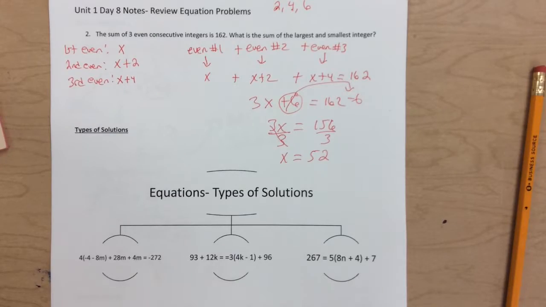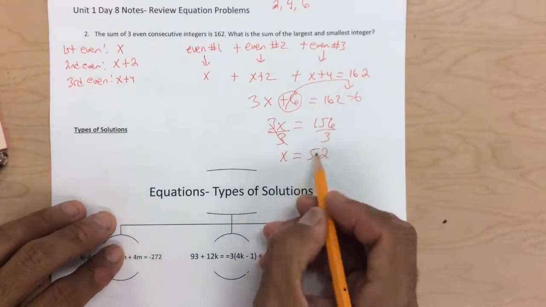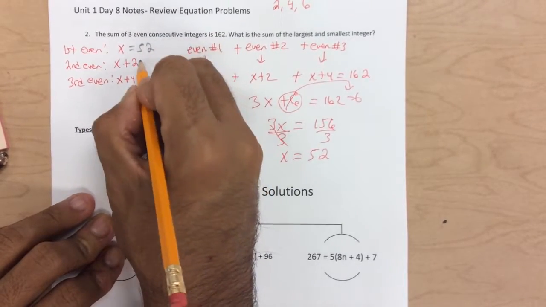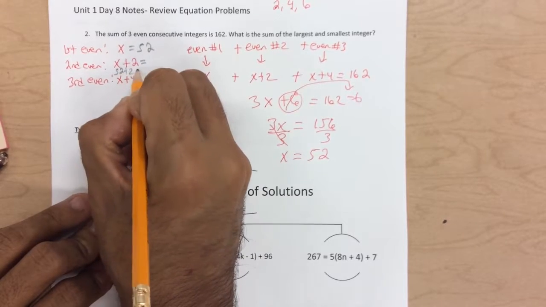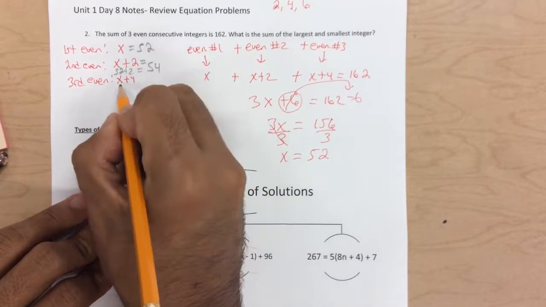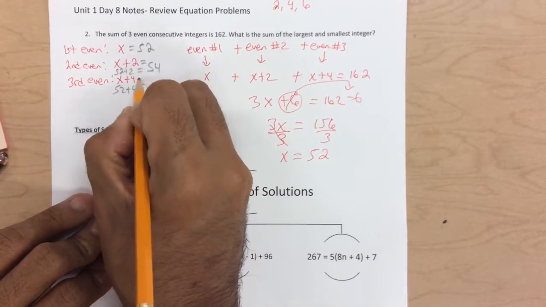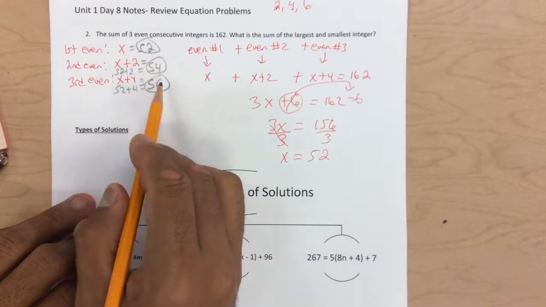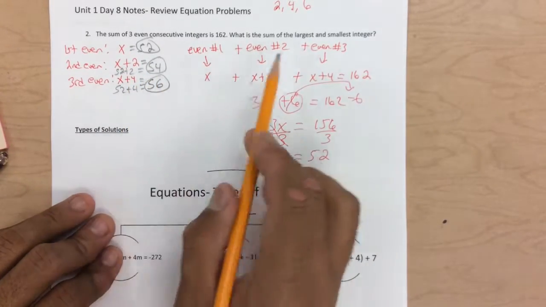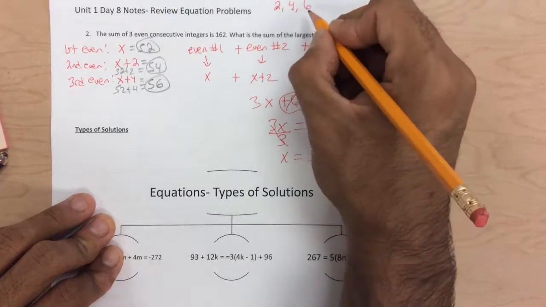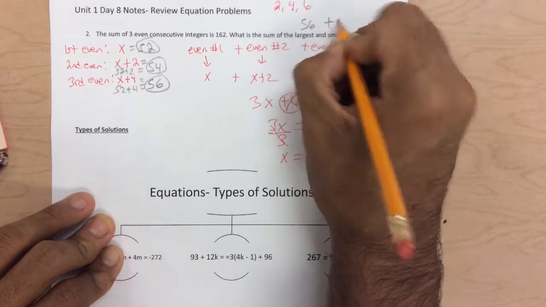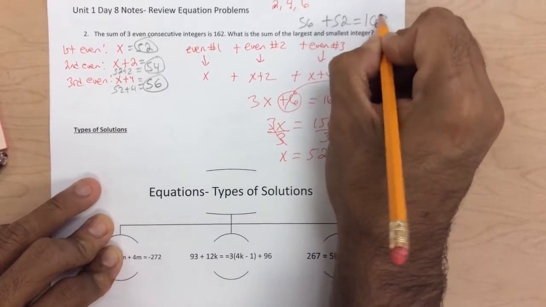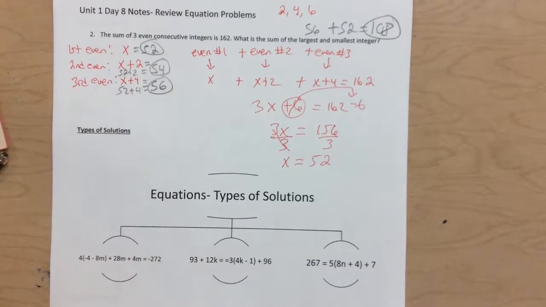Now they ask me, what is the sum of the largest and the smallest integer? Well, I need to figure out what my 3 even numbers are. So my smallest is 52. And 52 plus 2 gives me 54. Then 52 plus 4 gives me 56. So my 3 even consecutive numbers are 52, 54, 56, but they said what is the largest plus the smallest. So the largest is 56 plus the smallest, which is 52. If you add those two, you get 108. So that is your final answer.